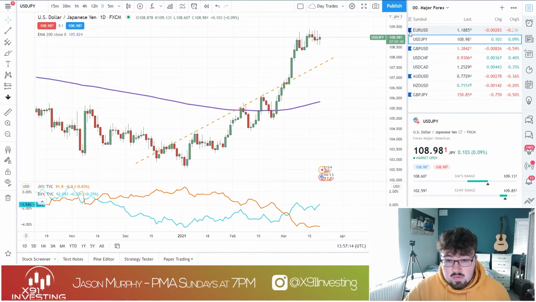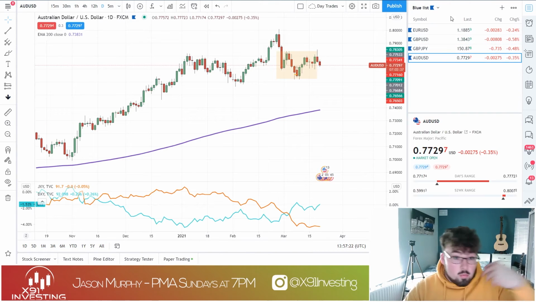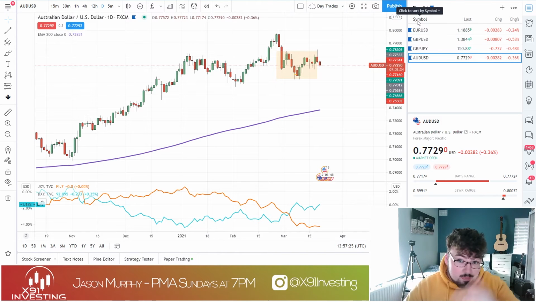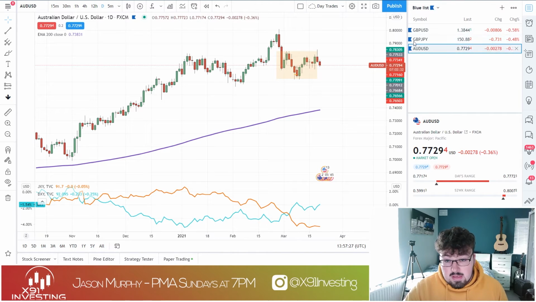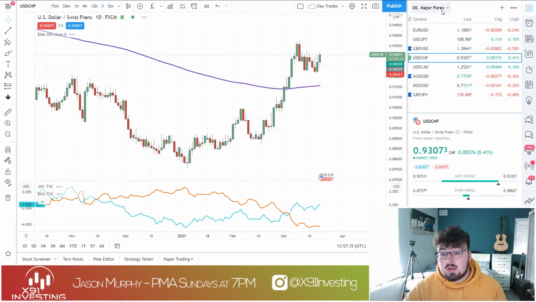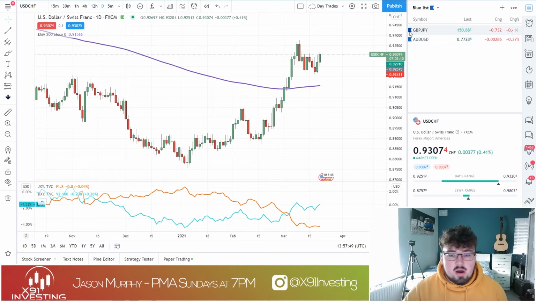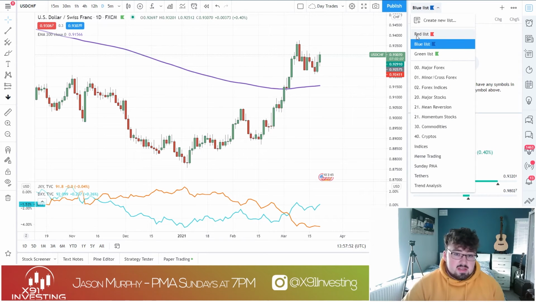Over the last couple of weeks I've had these ones marked in blue. I usually mark pairs with open positions on a certain list. If I open a position on the Swiss franc, I put it on the green list. It doesn't matter if it's long or short, I just put it on the green list so I can hop in and check things like that. They're all handy there. I'll go back in here and take them off, they're obsolete. I'm not in any positions at this point in time.